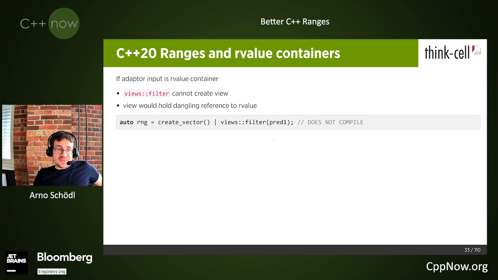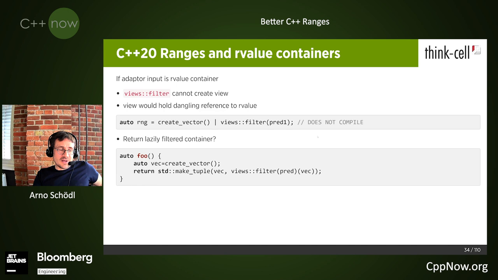Well, this doesn't compile in the standard because the standard insists that these views are lightweight. They are essentially O of one copy, they are shallow constants, and you cannot really put the values of a vector in there. So they made this not compile. Now, this would be all good if it would always be possible to write the vector as a separate variable. But that's not always so easy.